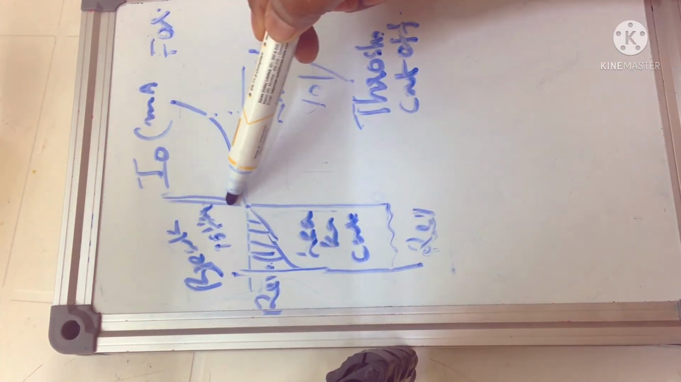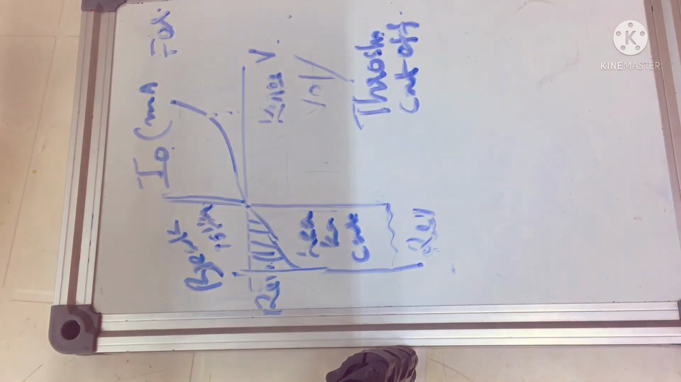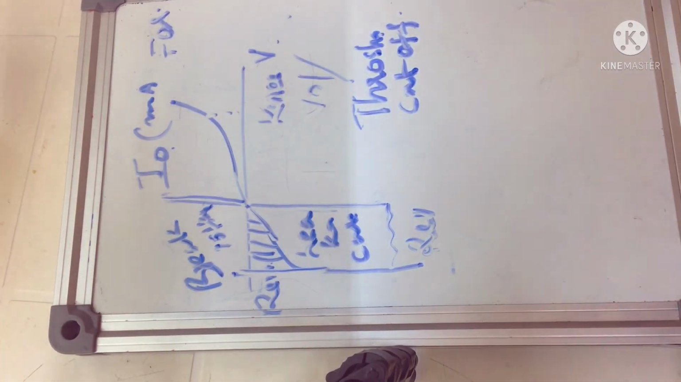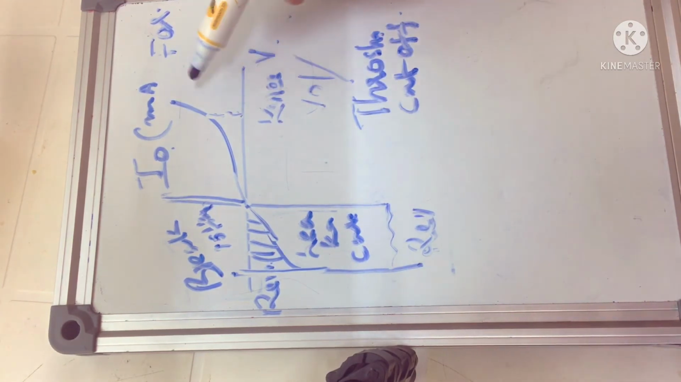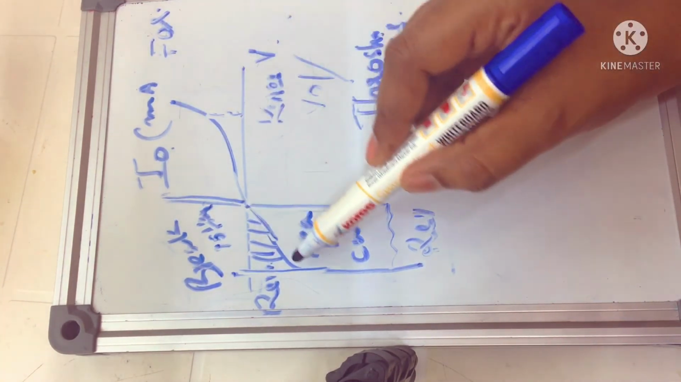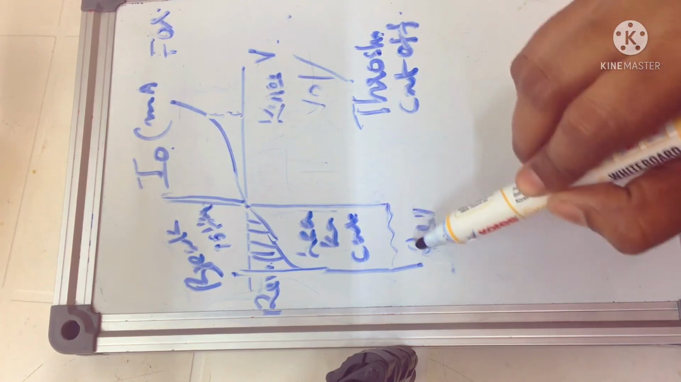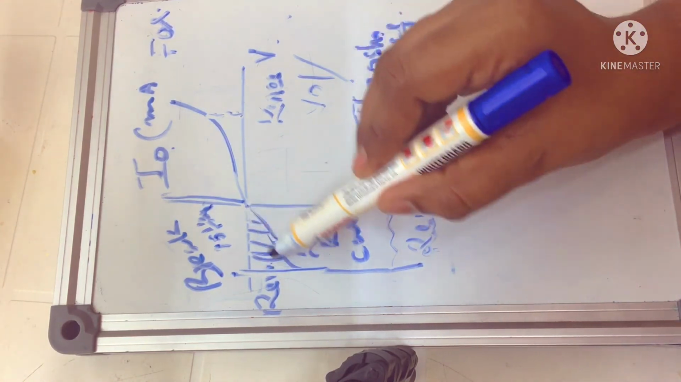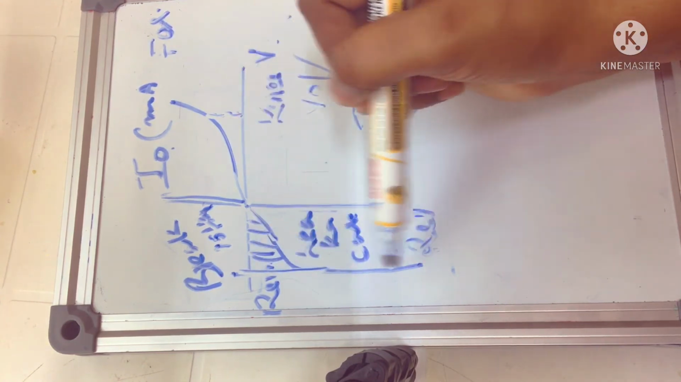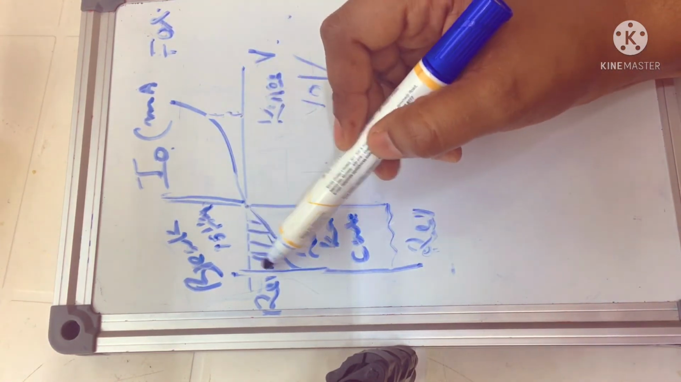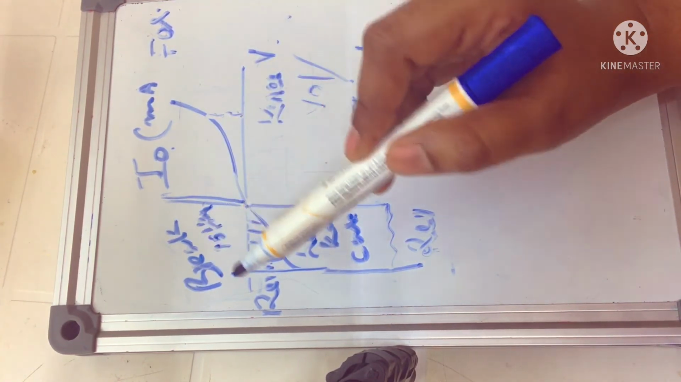On the y-axis we mention current and on the x-axis we mention voltage. This is the knee voltage. This is the reverse voltage and this is the leakage current, and you can see a sharp decrease. So this is the breakdown voltage.